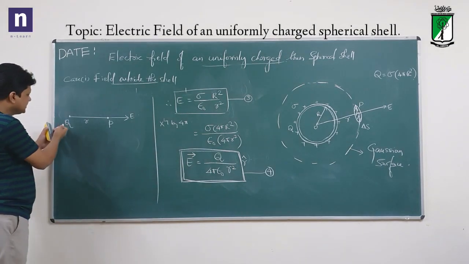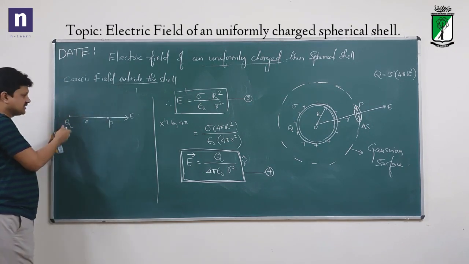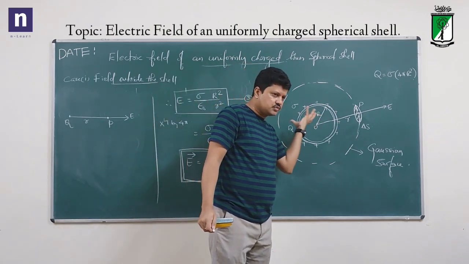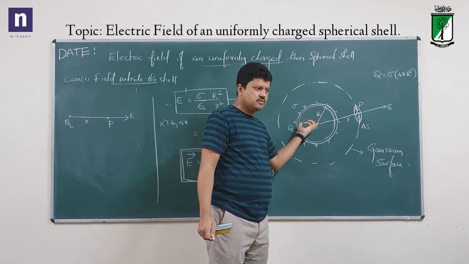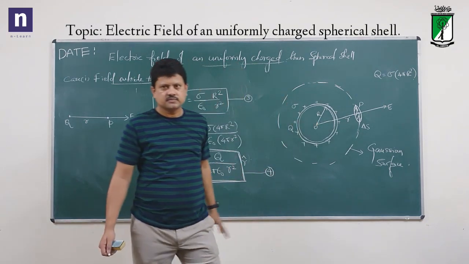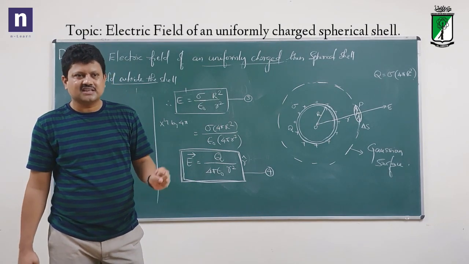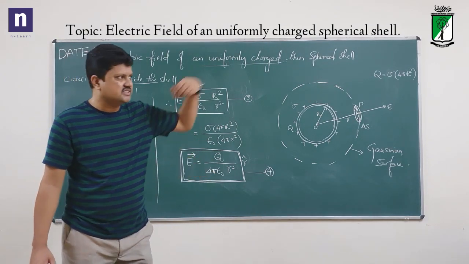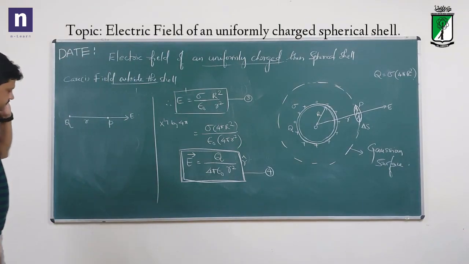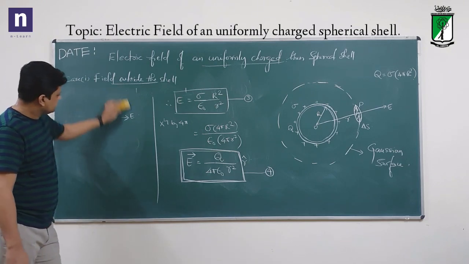Whatever electric field is given by a point charge, the same electric field is given here also by a spherical shell which has a uniformly charged surface. So a uniformly charged spherical shell produces the same effect at any point outside in comparison to a point charge. Okay, so that's about the first case here.